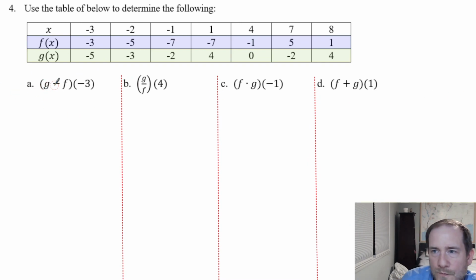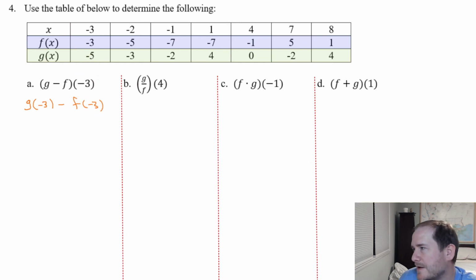Hey, everybody. What is g minus f of -3? Geez, I don't know. Could it be g of -3 minus f of -3? And to evaluate those, do I just read the table? I think I do. So f is this lavender colored function.